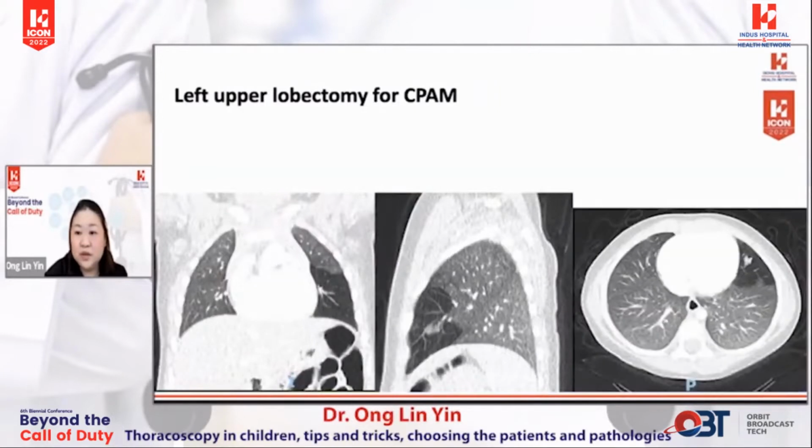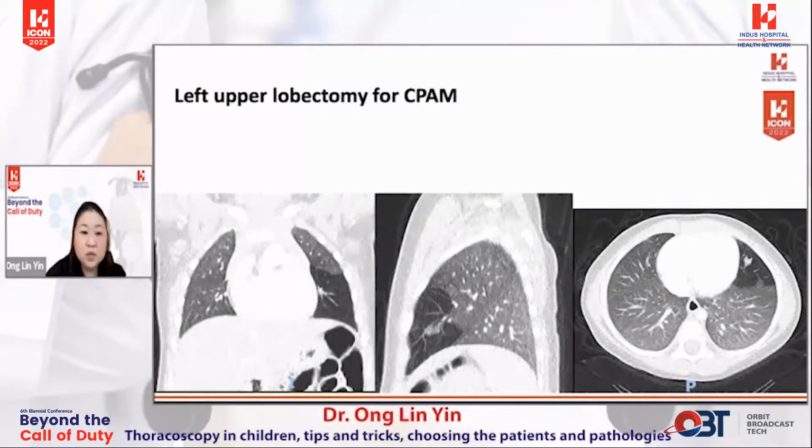This is another patient with a left upper lobe CPAM. In this case, the cysts are similar. There is no mediastinal shift. However, there is a small mucus-filled structure in the axial and sagittal views, raising the possibility of a low-grade infection.